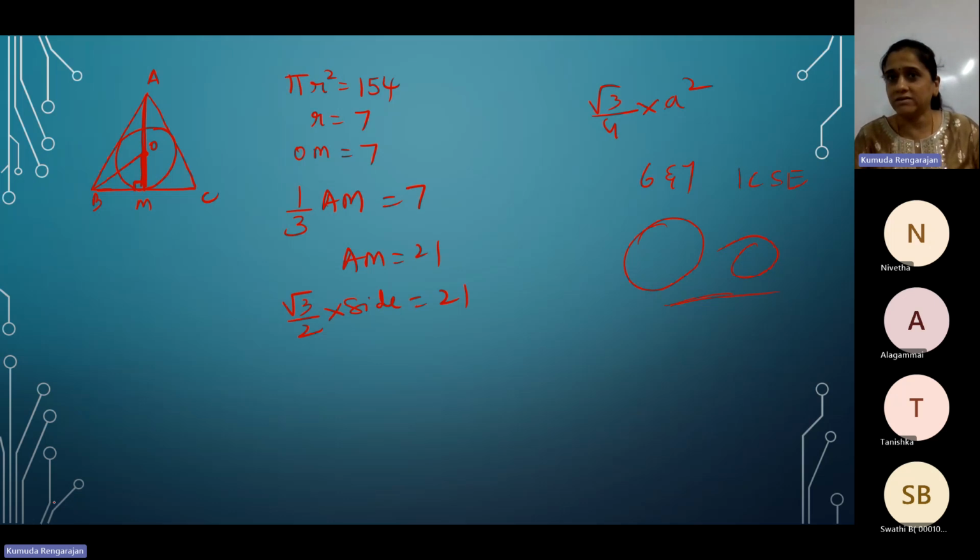Educators know better than a teacher like me, so I have no comments, but I always prefer this syllabus over CBSE because, see, maths has become so theoretical now.